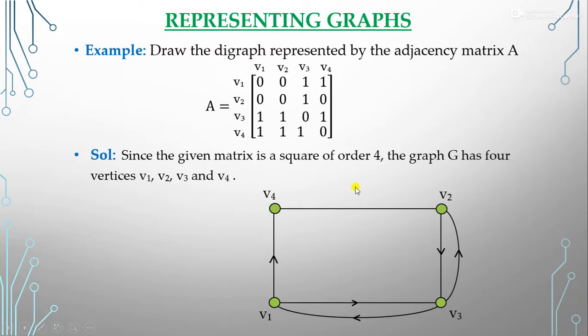V3 to V4. The directed edge from V3 to V4. Now V4 to V1, we have one directed edge there. V4 to V2, so this one is there. V4 to V3, so again we have V4 to V3, this directed edge. So this will be the digraph of this given adjacency matrix.